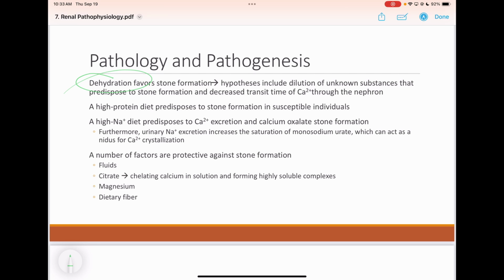High protein diet can also lead some people into getting stones. High sodium diet will predispose to calcium excretion, therefore calcium oxalate stone formation. Which is why we have to be very careful with diuretics. What diuretic affects calcium? Caroline, you love this one. Thiazide diuretics. Thiazides affect calcium as well. So on thiazide diuretics, you can get calcium stones.